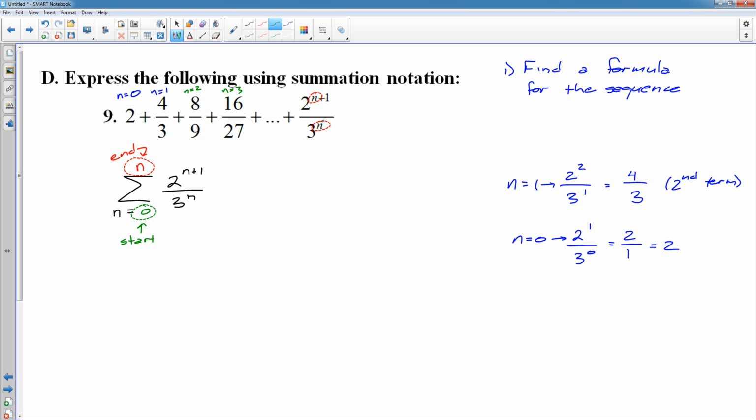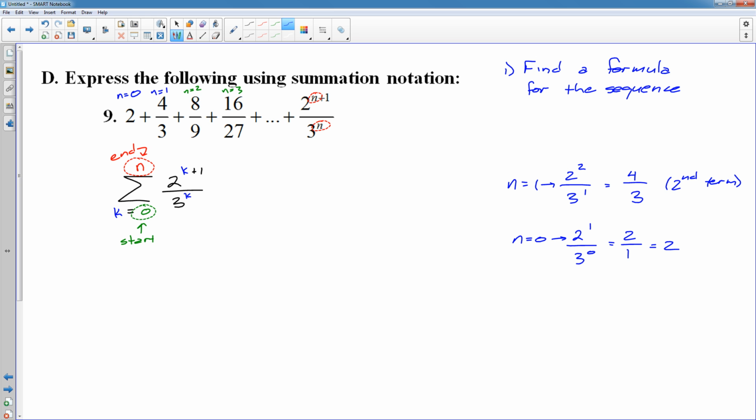Now this is why I don't like this problem, because I actually have a conflict of variables. Since n is where I'm stopping, that means I cannot use n in the formula. So I'm simply going to erase the n's here, and I'm going to turn them into something like k, or you could use r or whatever letter you want to. But my formula, I'm going to say is 2 to the k plus 1 over 3 to the k.